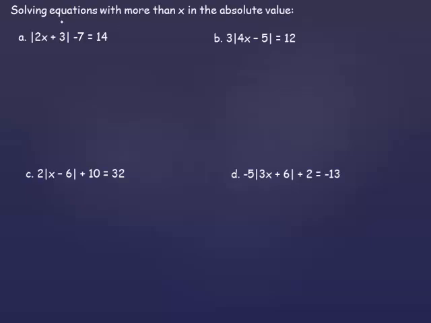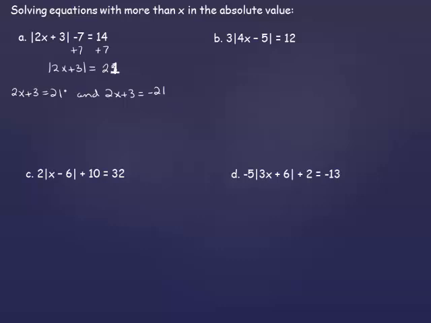So here we go with some more examples. I have the absolute value of 2x plus 3 minus 7 equals 14. I need to get that absolute value alone, so I add 7 to both sides, which gives me the absolute value of 2x plus 3 equals 21. I cannot add today. 21. Now I split, so I have 2x plus 3 equals 21, and 2x plus 3 equals -21.